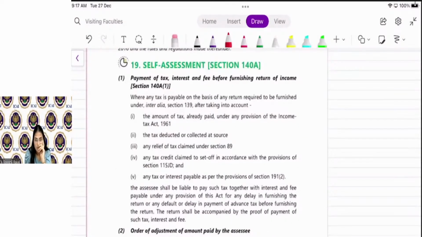Self-assessment. Self-assessment means the total tax required to be paid as per the calculation of income tax done by you. Whatever amount is payable after taking into account the tax already paid, that is advance tax, tax deducted at source, tax collected at source, and alternate minimum tax credit, after taking into account all the tax.